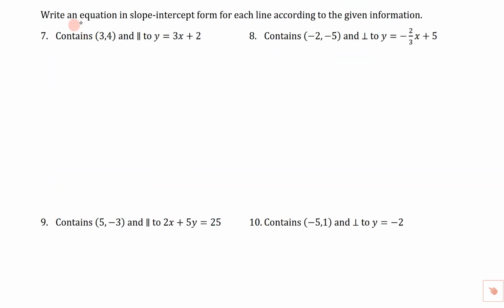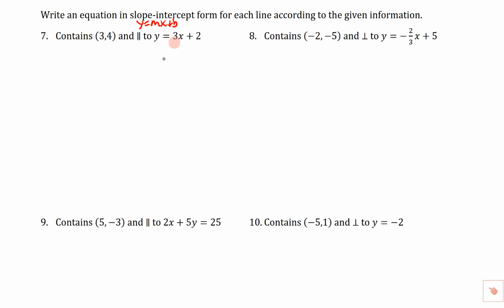Okay, on page 2 it says, write an equation in slope-intercept form for each line according to the given information. So slope-intercept form, remember, we need to write this as y equals mx plus b. They've asked us to write it in that format. There are a couple of others. I'll show you one here in just a second. So this one has to go through this point right here. So it's got to contain that point, and it's got to be parallel to y equals 3x plus 2.